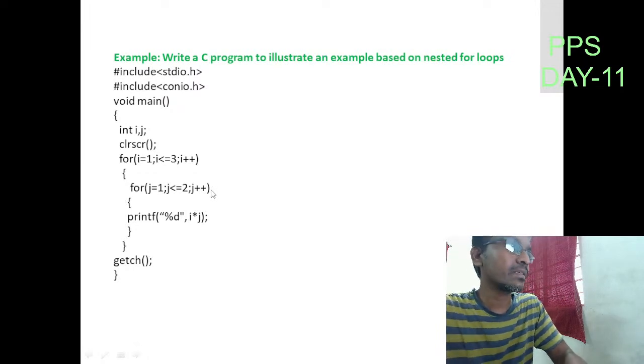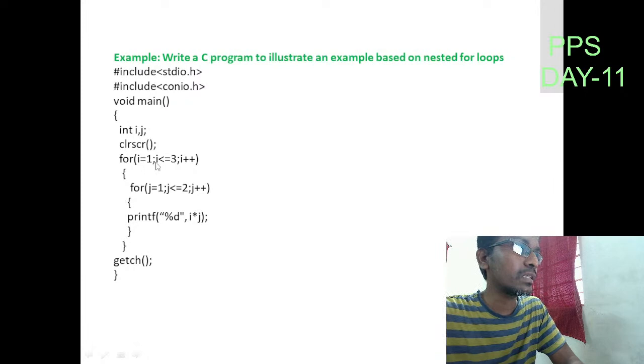So here for i is equal to 1, 1 less than or equal to 3, it is true, then it will enter into the inner loop statements. And j is equal to 1, 1 less than or equal to 2, it is true. Then it will print i into j. Then I got 1 into 1, that is 1. Then the j value will be incremented by 1. Now it is 2.